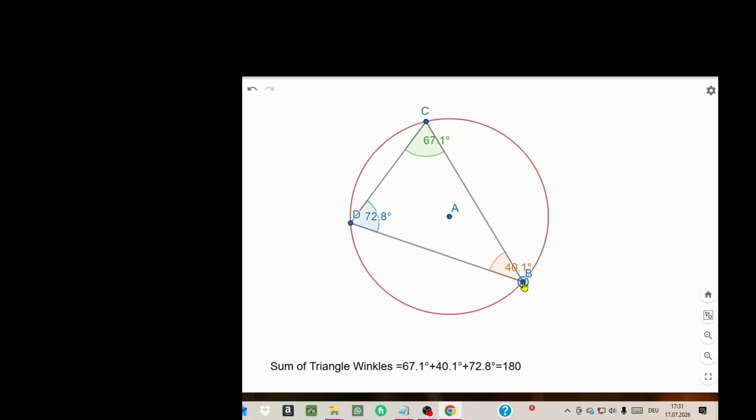We also know that for every triangle, we can draw a circumcircle, that is, a circle passing through all three vertices of the triangle. Since this result is true for every triangle placed inside such a circle, it applies to all triangles. Therefore, the sum of the three interior angles of every triangle is always 180 degrees.